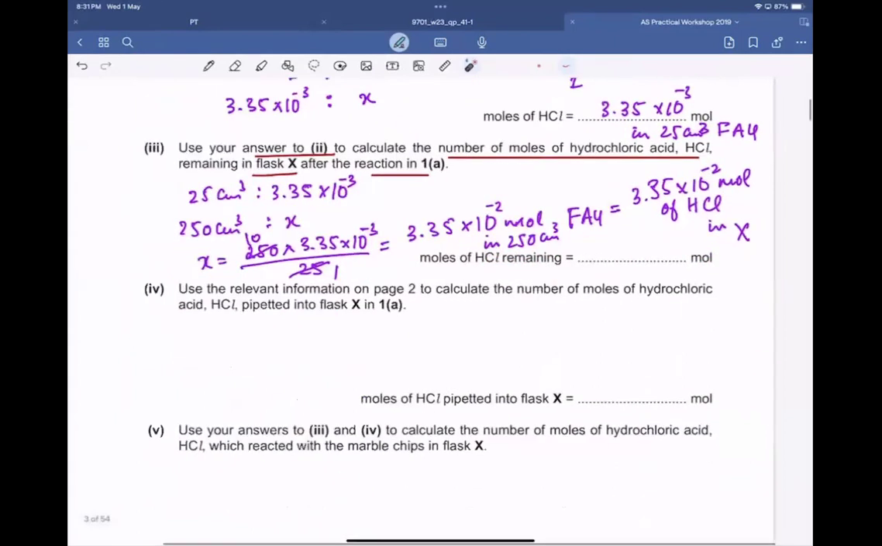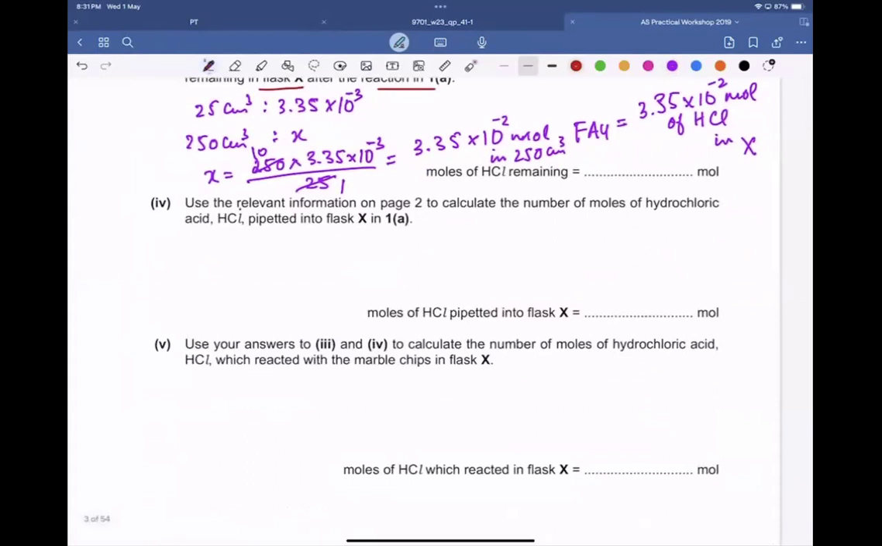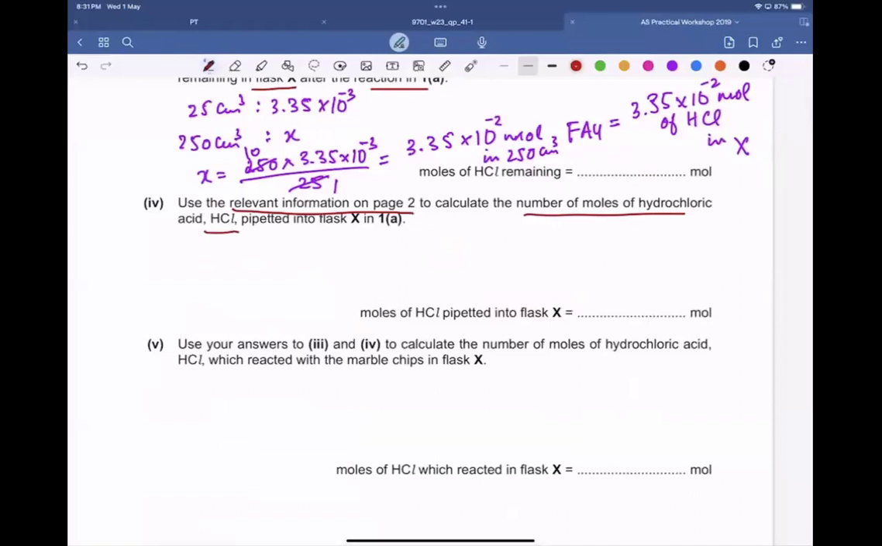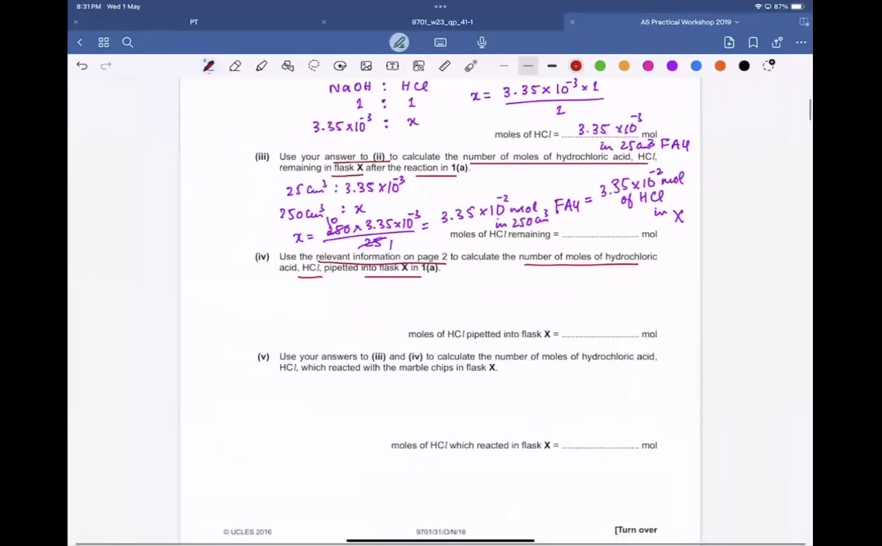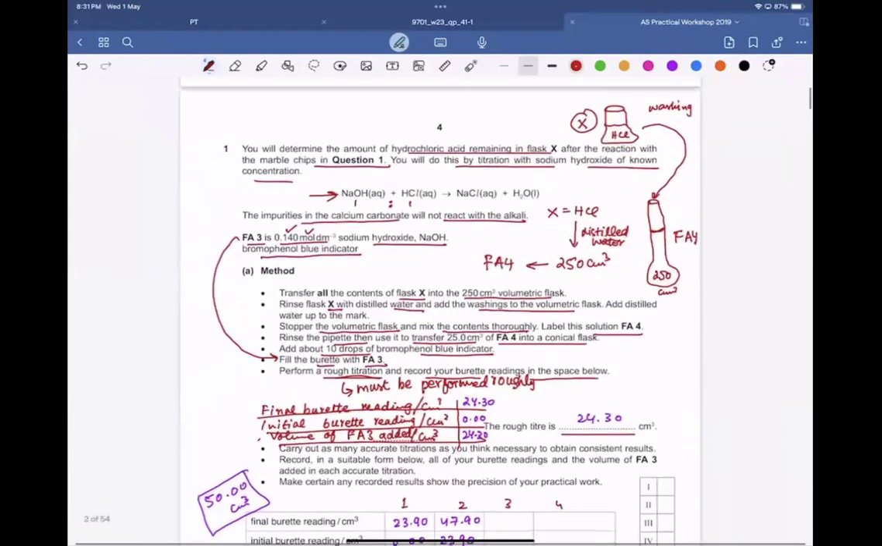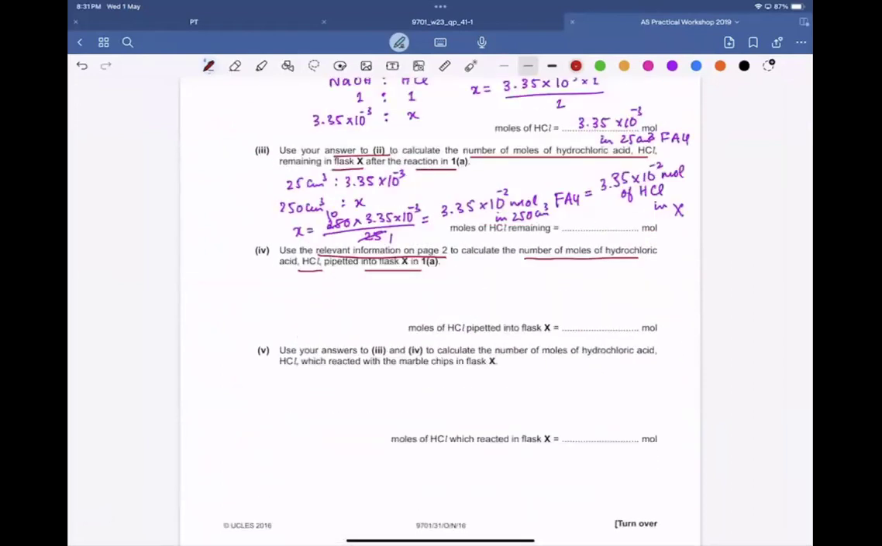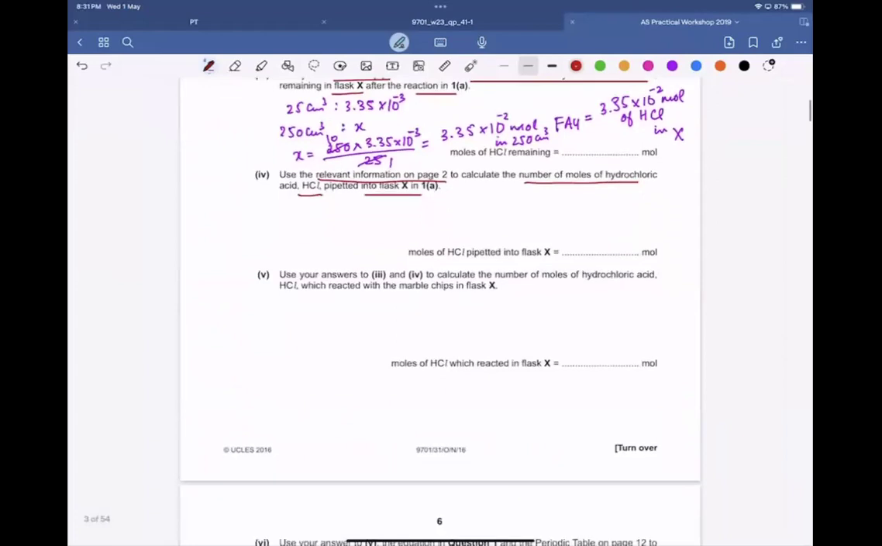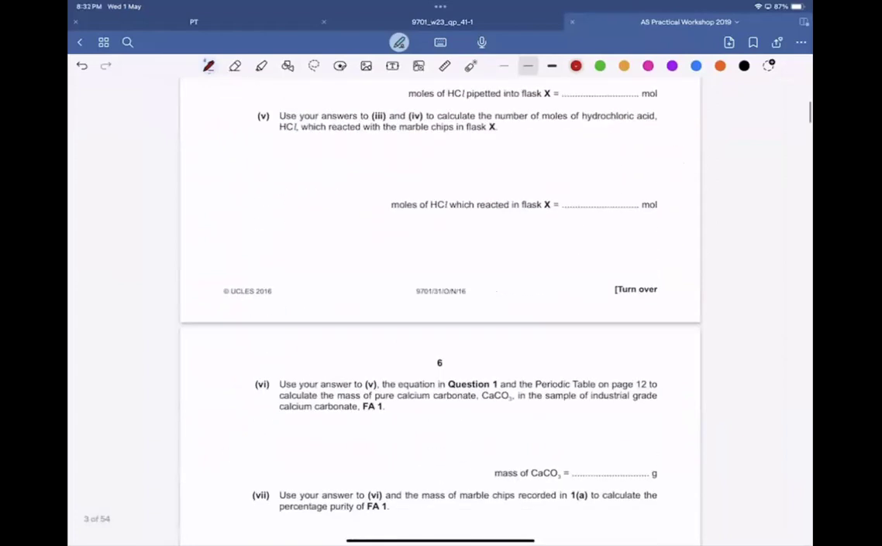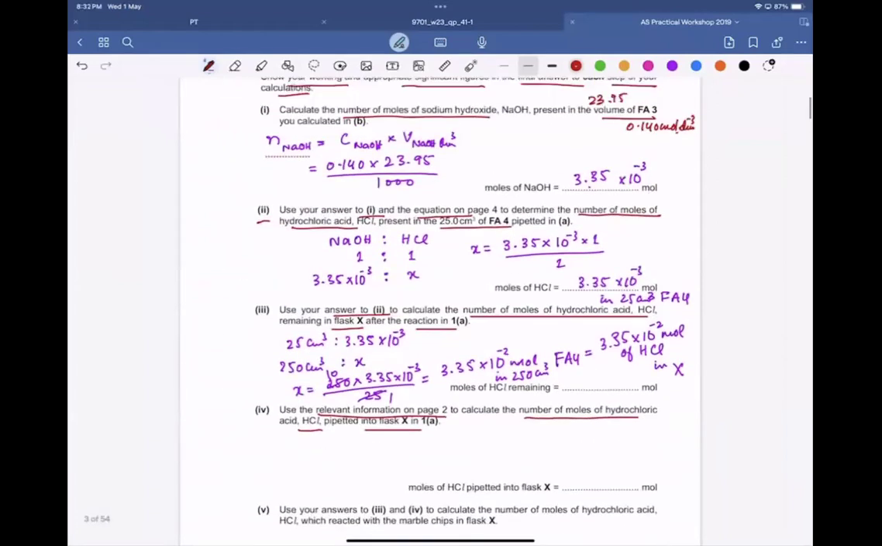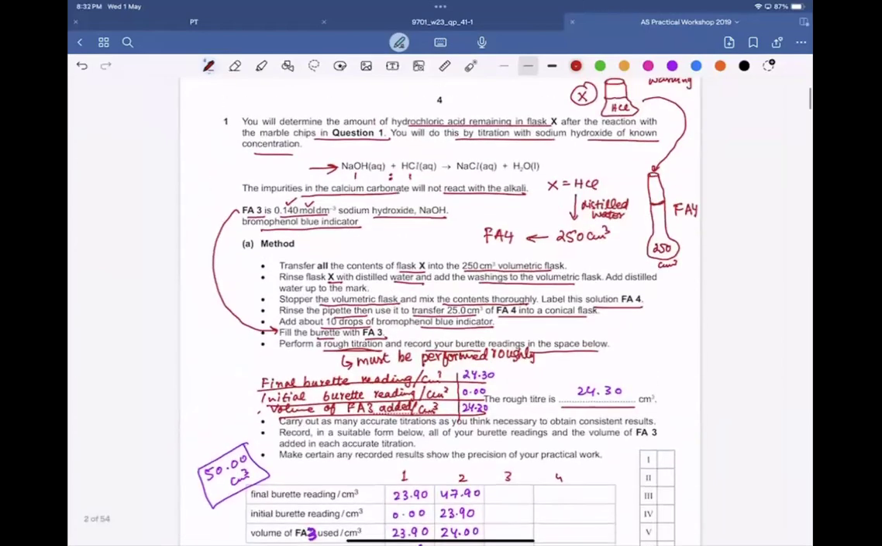Okay. Now, use the relevant information to calculate the number of moles of hydrochloric acid pipetted into the flask X in 1A. Okay, that thing was from the previous question, which is not of titration. So that is from question 1, basically.